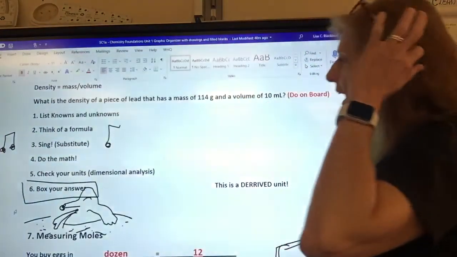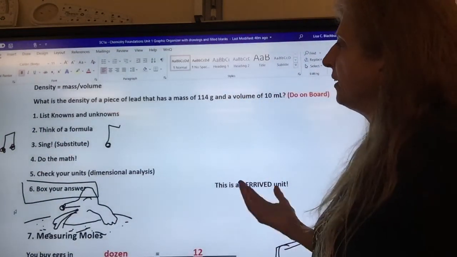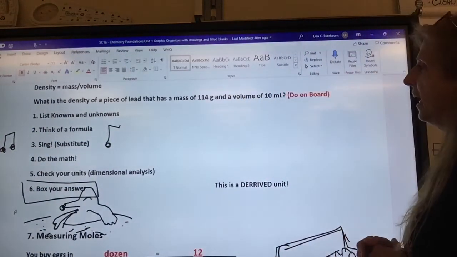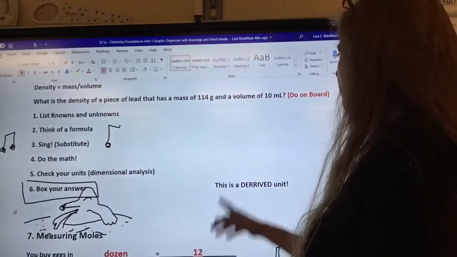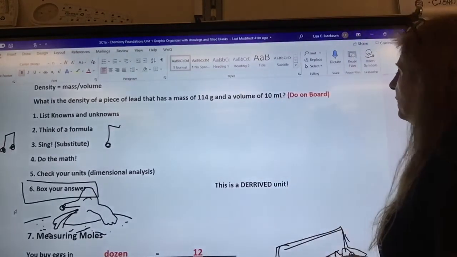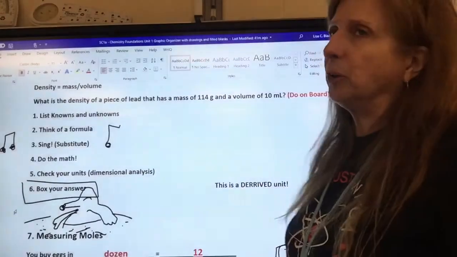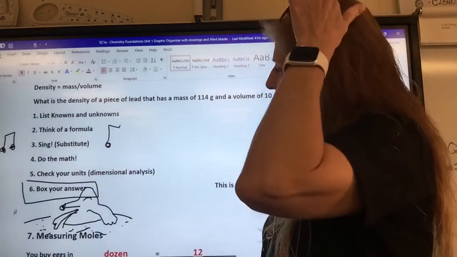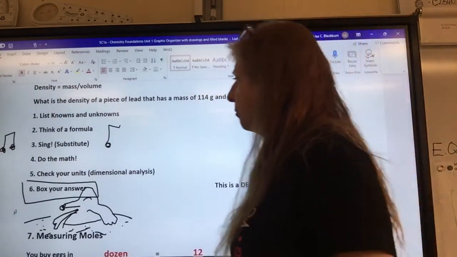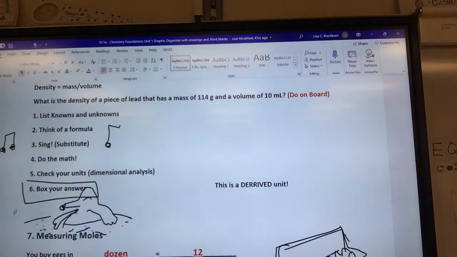Okay, so how do you do a problem? What is the density of a piece of lead that has a mass of 114 grams and a volume of 10 milliliters? So how you do a problem is you list your knowns and unknowns, you think of a formula, you sing a song, and then you do the math. Let me show you how I do the density problem. I think there's some density problems on your practice sheet too for your homework tonight.